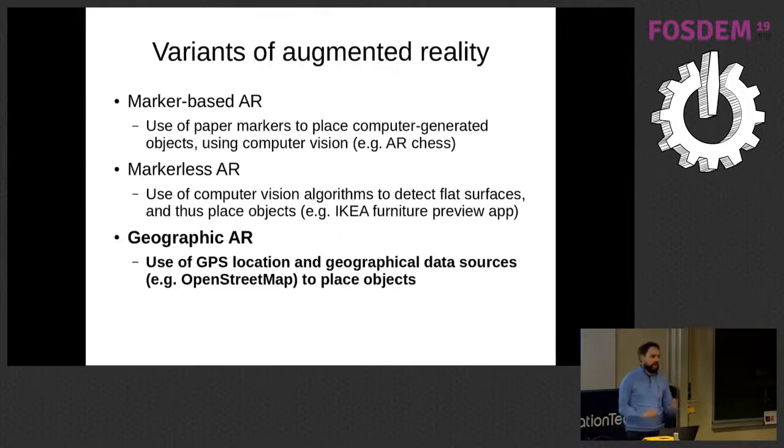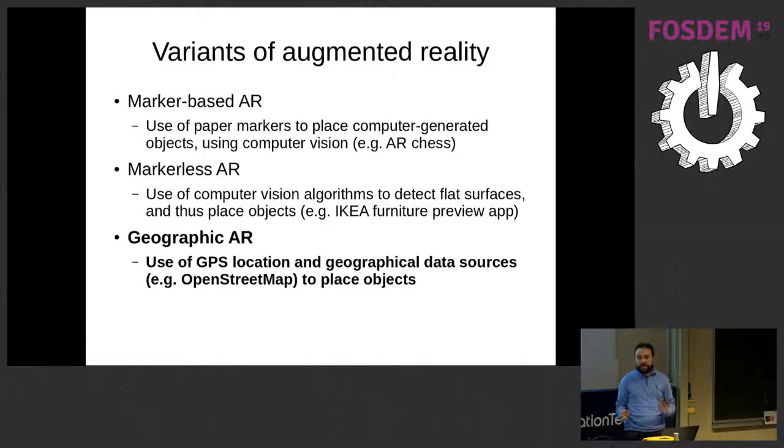Okay, just a very quick background on the different types of augmented reality we have. So I'm sure you all know what AR is by now. Basically, the augmentation of the camera feed on a mobile device, such as a phone or a tablet, with computer-generated data. So probably something like Pokemon Go is the most mass market example.